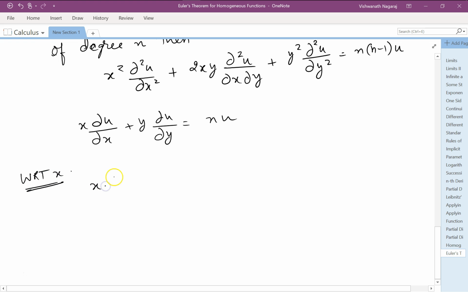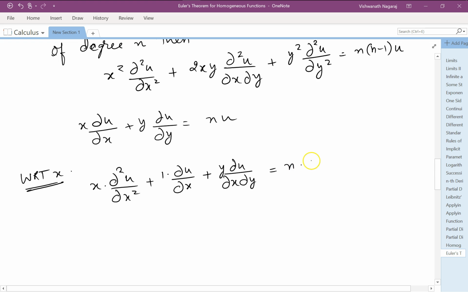So x remains as it is, ∂²u/∂x², plus, now we differentiate x, so 1 times ∂u/∂x, plus y ∂u/∂y. Now see here we already have ∂y, we are going to differentiate it with respect to x. So ∂x is equal to, n is a constant, u, so ∂u/∂x.